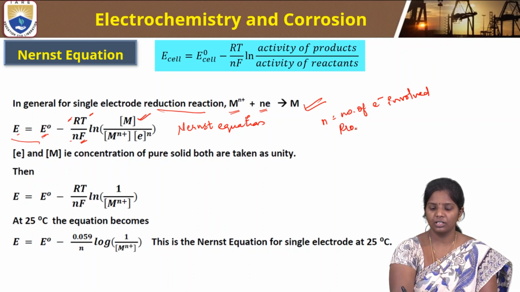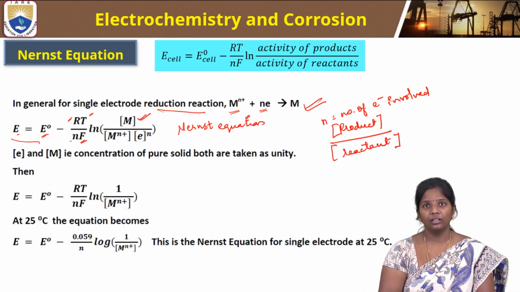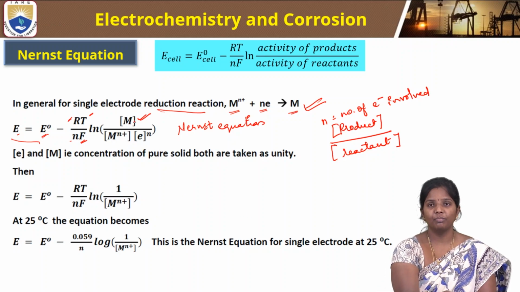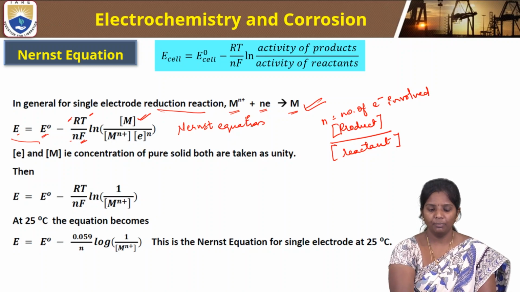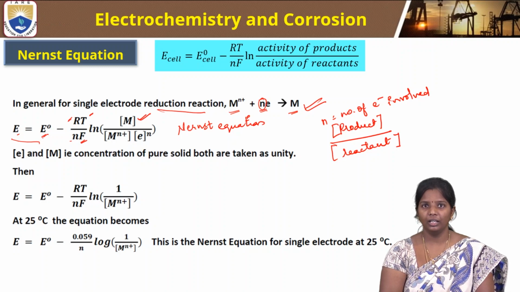So it is the concentration of product divided by the reactant concentration or activity. Here the product is the metal that is forming. So the concentration of metal divided by the metal ion and the electrons, taken to the power of N, because here N electrons are involved.